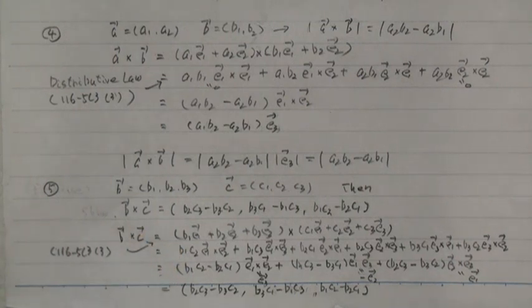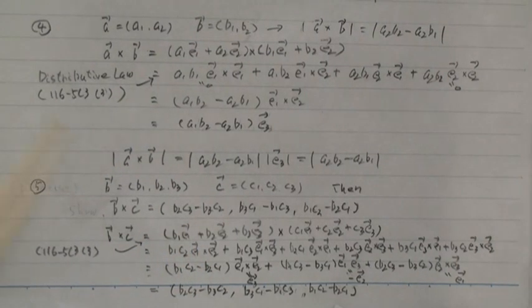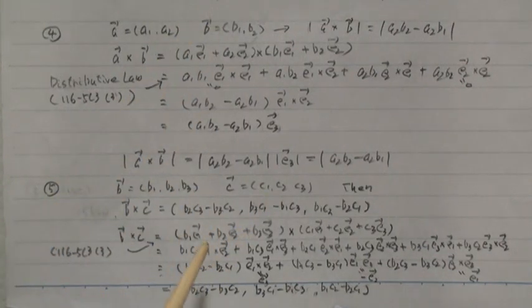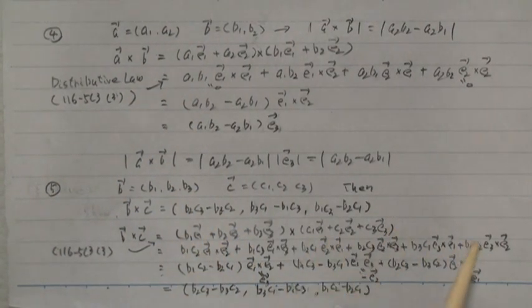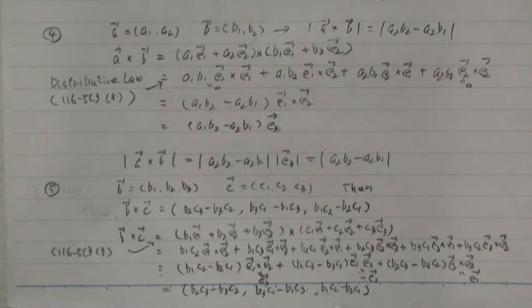B vector outer product C vector equals, by the distributive law, then this is, and calculate, equals this. Then I could say it's finished.